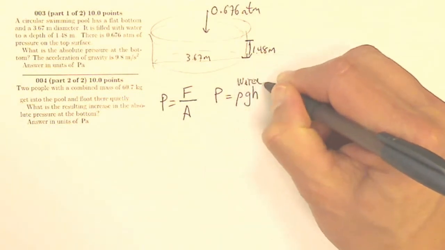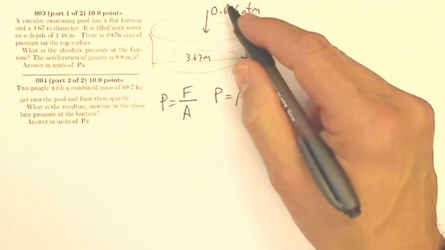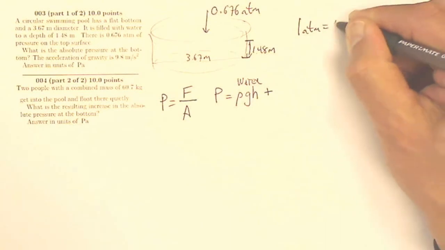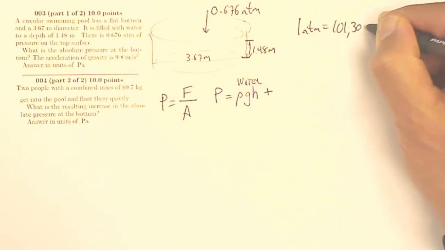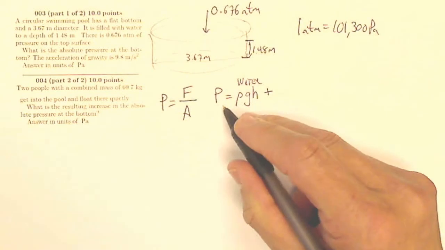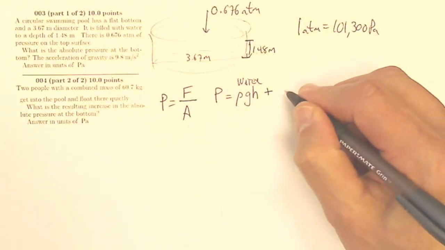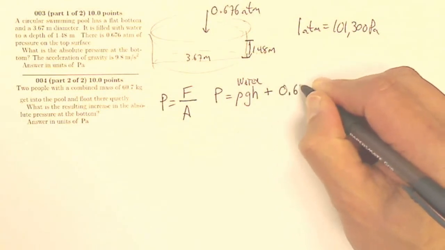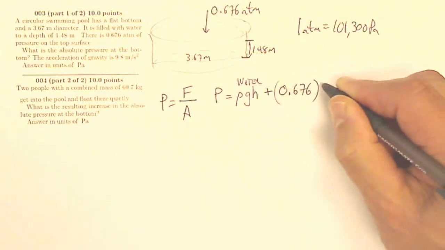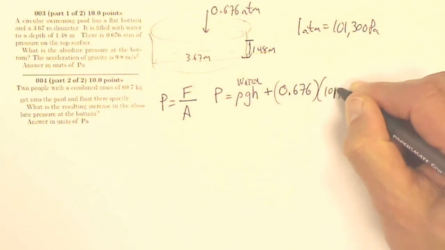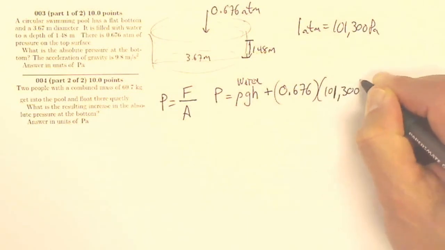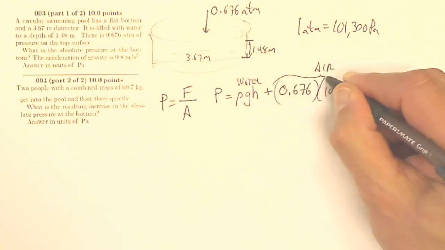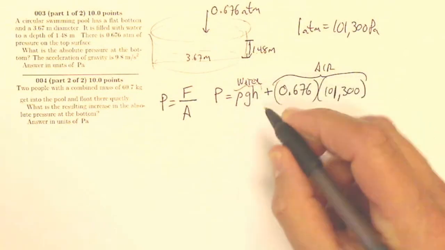I also have the pressure due to the atmosphere, and that's 0.676 atmospheres, and I know that 1 atmosphere is 101,300 pascals. So I have the water, rho g h, plus the atmosphere, and that's going to be 0.676 times my 101,300. So there is the air, and there is the water. They'll give me the rho g h.